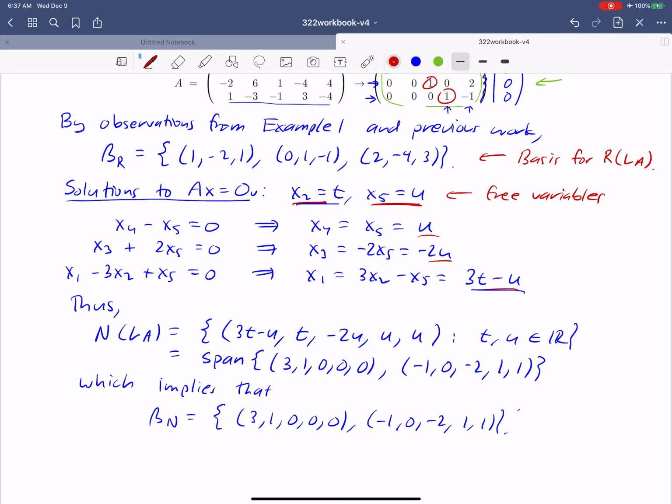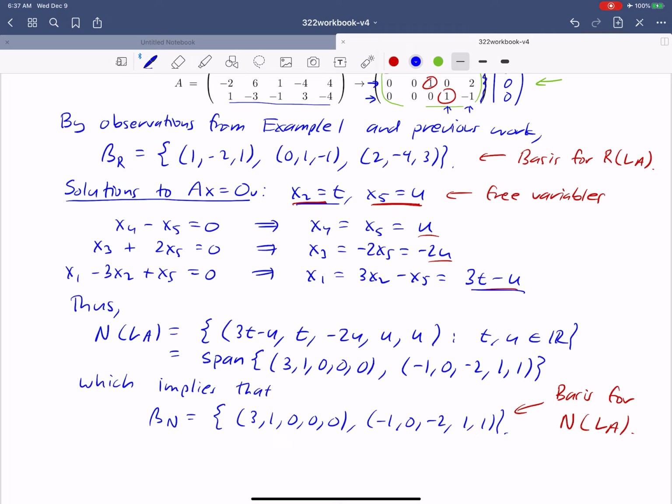Okay, so that gives us a basis for the null space of L of A. All right, now, I did gloss over a little detail here. How do we know that this is really a basis for the null space of L of A?